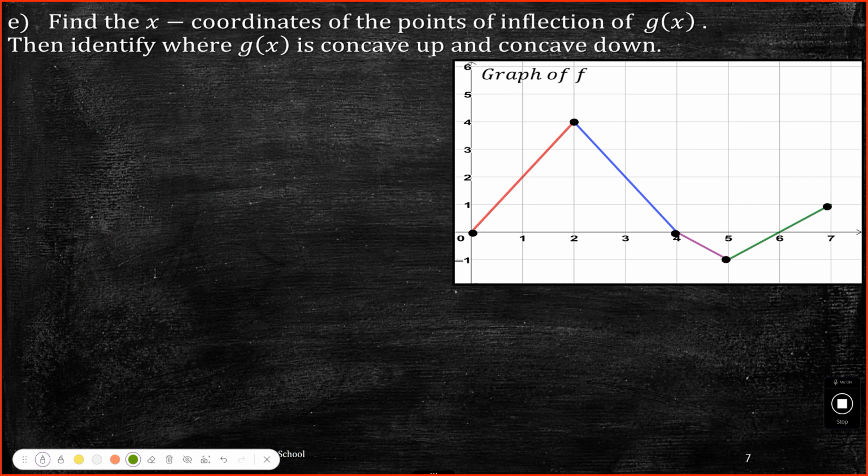Okay, let's continue on. Let's go to part E. Find the x coordinates of the points of inflection of g. Then identify where g of x is concave up and where it is concave down.